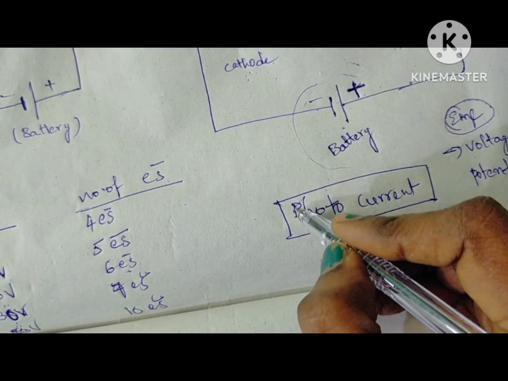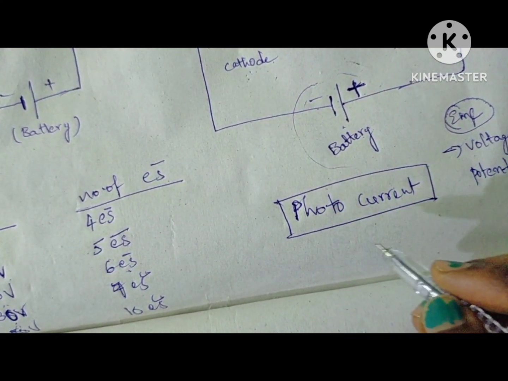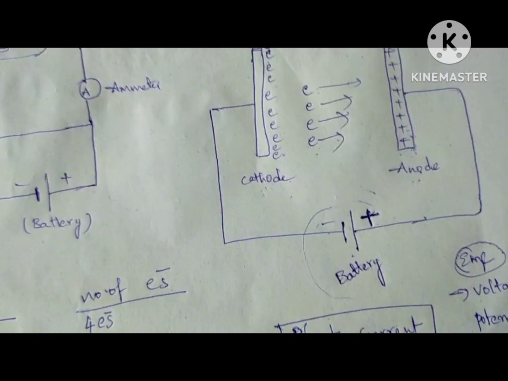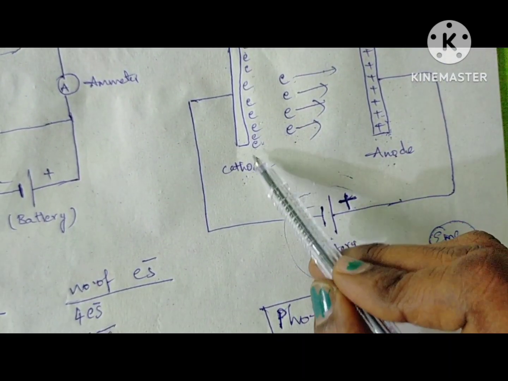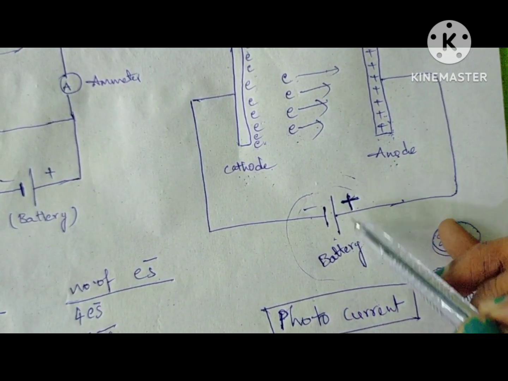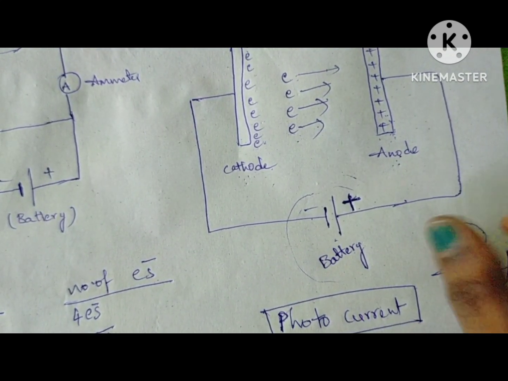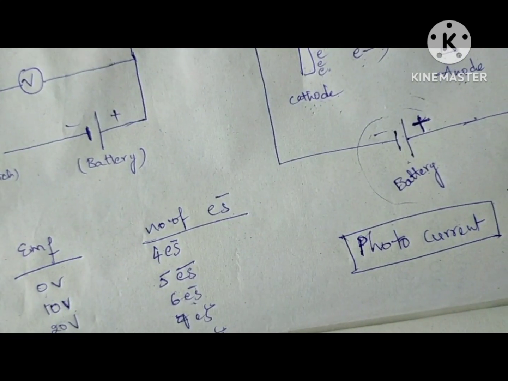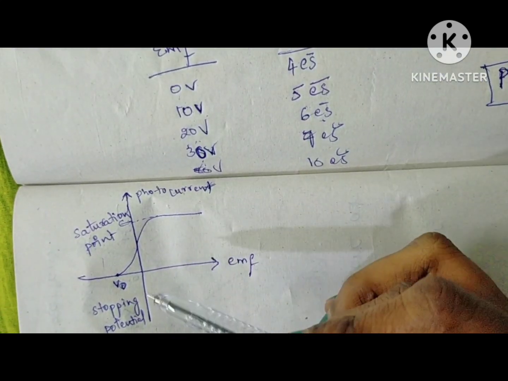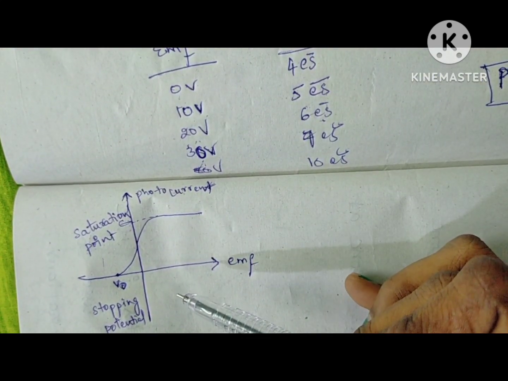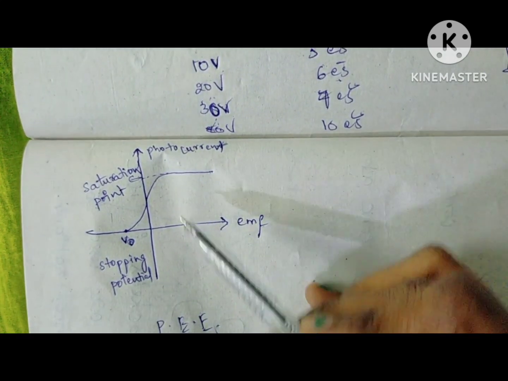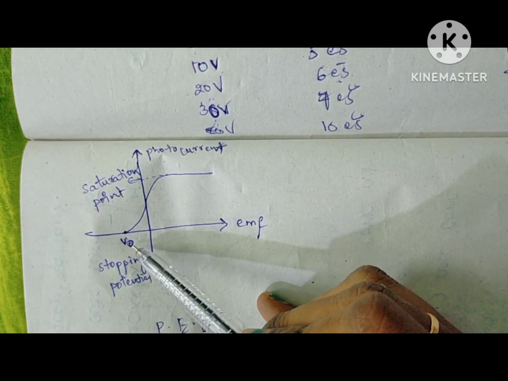This is a very important question. You need to remember it for short answer type questions. That is photocurrent. Whenever electrons flow from cathode to anode, a current is produced between them. This current is called photocurrent. Okay, now I am going to show you one graph. See here, this is the graph between the photocurrent and EMF in the case of the photoelectric effect.